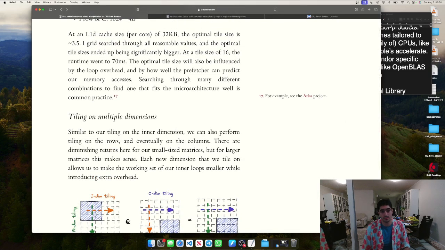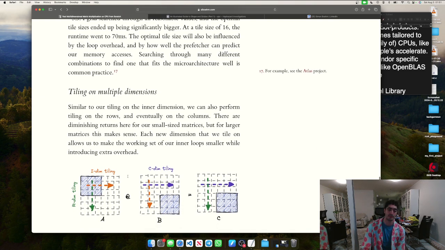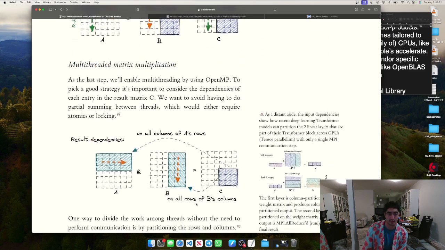Tiling on multiple dimensions. Similar to our tiling on the inner dimension, we can also perform tiling on the rows and eventually on the columns. There are diminishing returns here for our small size matrices, but for larger matrices this makes sense. Each new dimension that we tile on allows us to make the work inside our inner loops smaller while introducing extra overhead. RDIM, IDIM tiling, CDIM tiling, all that.